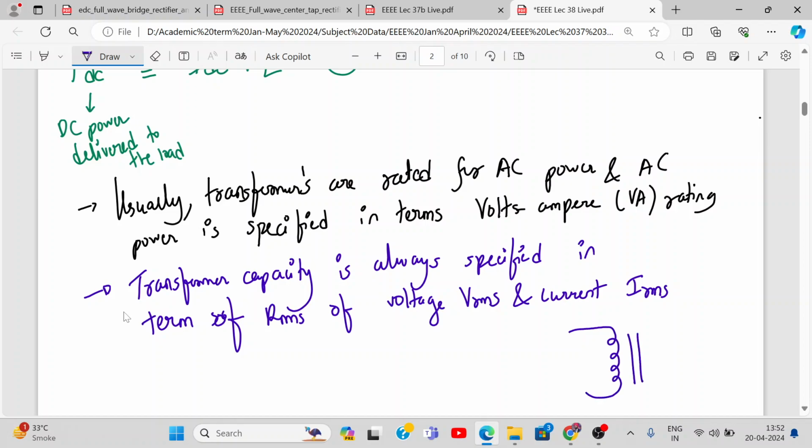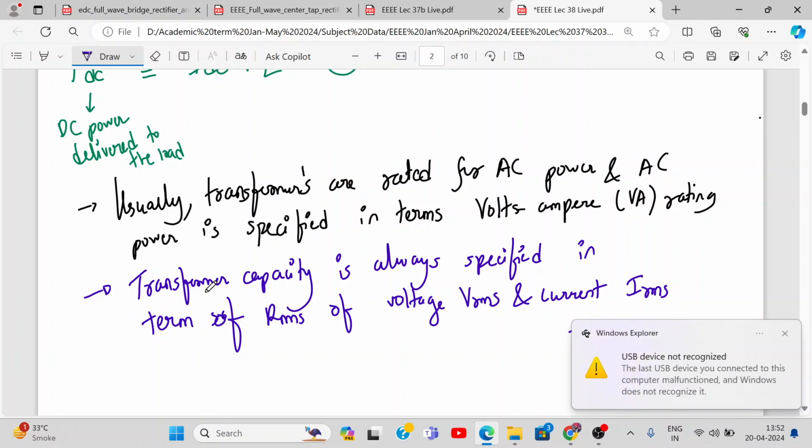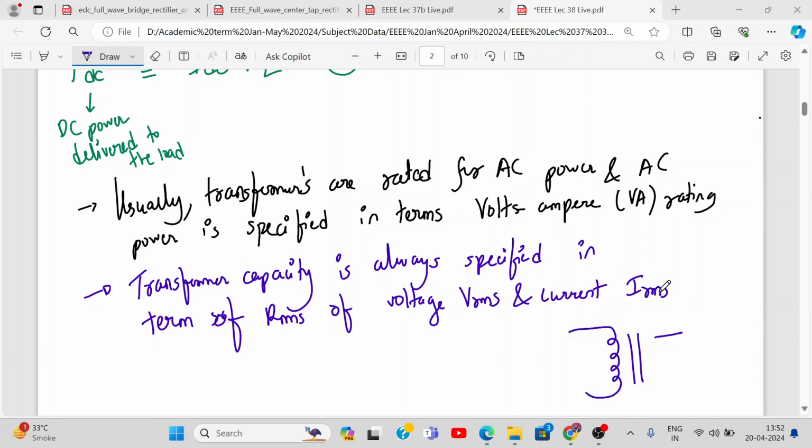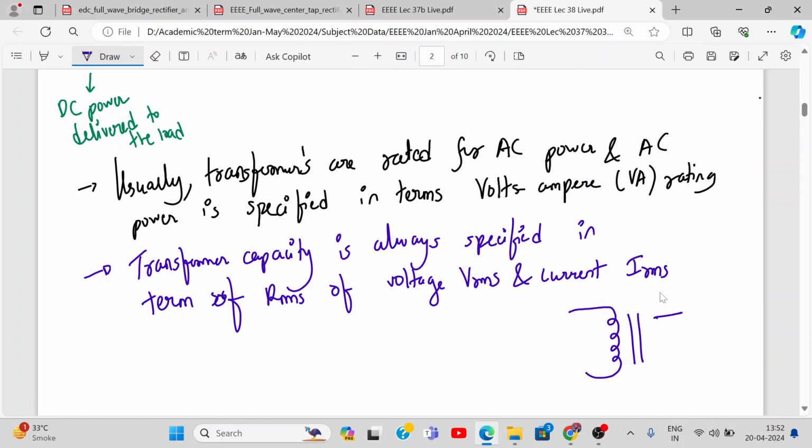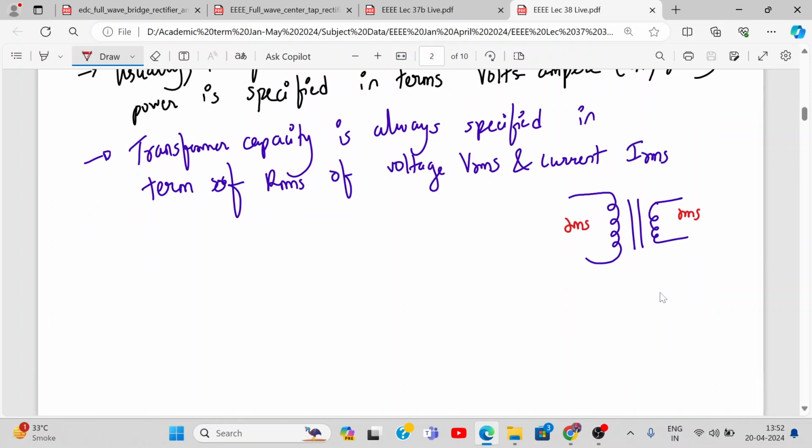Okay, because this is my transformer. Let's say I'm drawing a normal transformer, not the center tap transformer. Just a minute. Okay, yeah, this is a normal step down transformer. So this input and output are both RMS only. So this is measured in RMS. Whatever the value present over here, either the current or the voltage, they are specified in terms of RMS value, not the peak value.